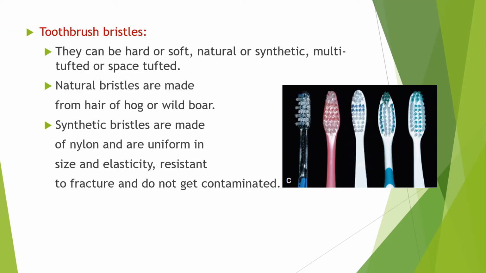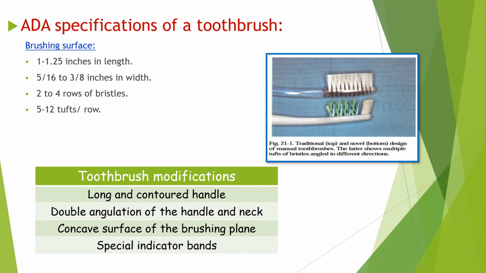Then toothbrush bristles, they can be hard or soft, natural or synthetic, or multi-tufted or single tufted. Natural bristles are made from hair of hog or wild boar. Then synthetic bristles are made of nylon and are uniform in size and elasticity, resistant to fracture and do not get contaminated. Then ADA specification for the toothbrushes.